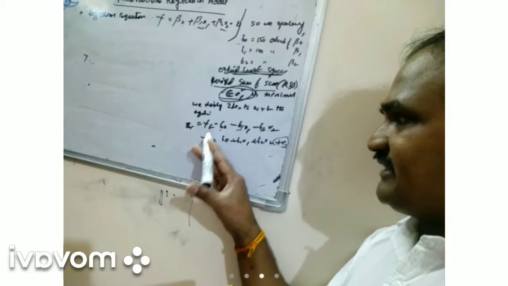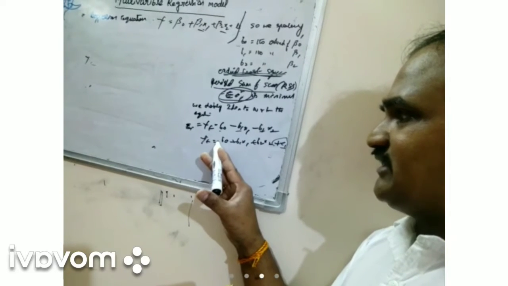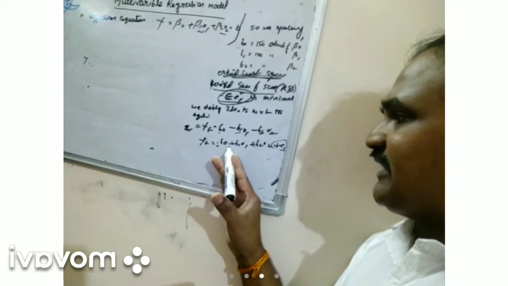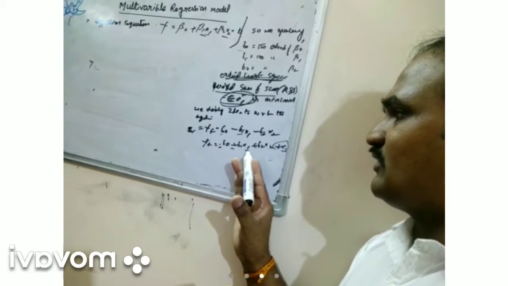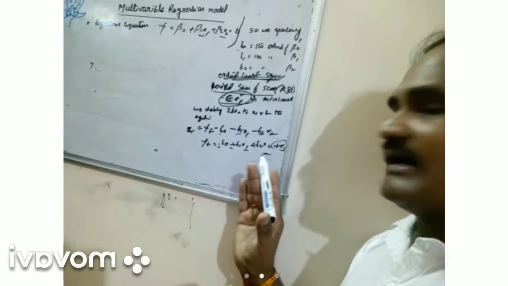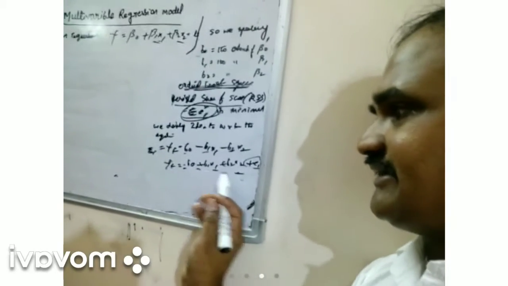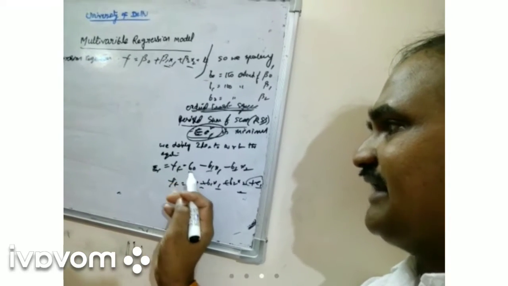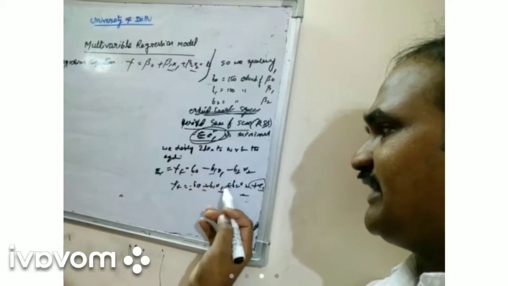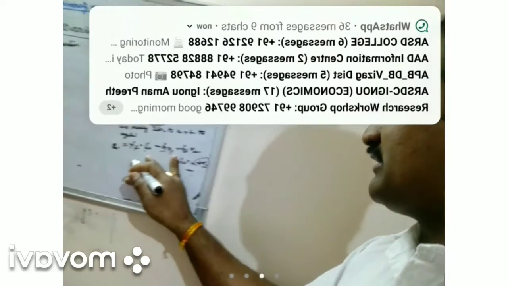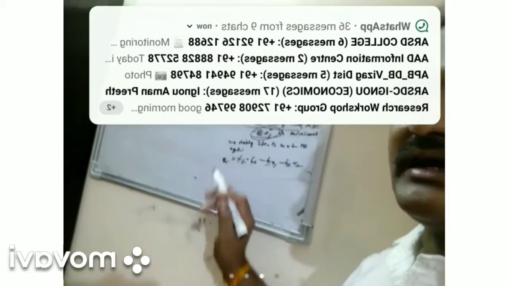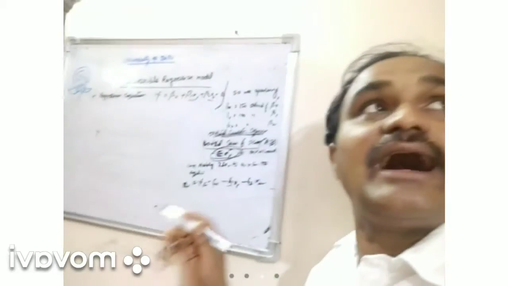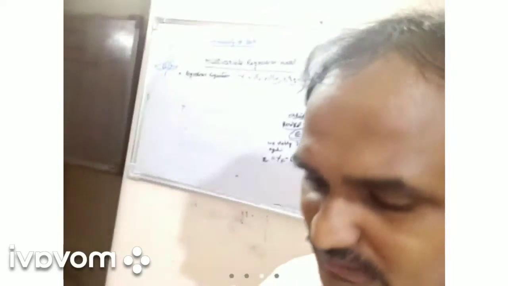Now what will happen? Yt minus this b0, and plus going to minus, plus going to minus, plus going to minus. So now you can rewrite this equation as e1 equals yt minus b0 minus b1 x1 minus b2 x2. According to this equation, you can draw this. This is the equation. After that, what will we do?